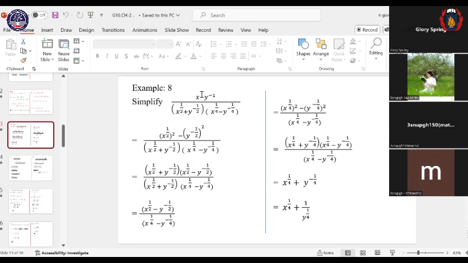x power 1 by 2 the whole square minus y power minus 1 by 2 the whole square. As we see again, now we solve, x power 1 by 2 minus y power minus 1 by 2 is the square of x power 1 by 4 the whole square minus y power minus 1 by 4 the whole square.